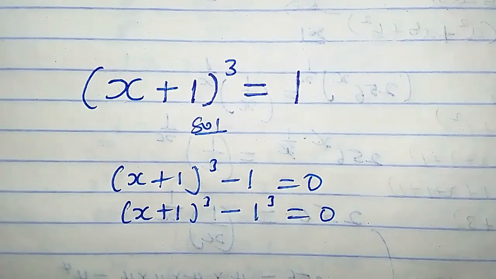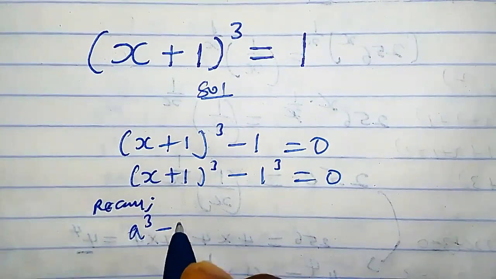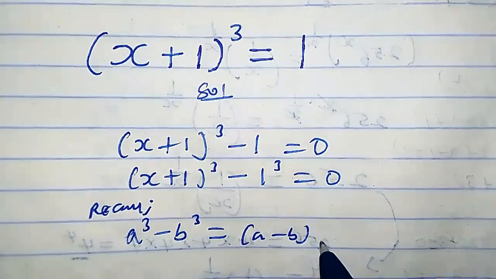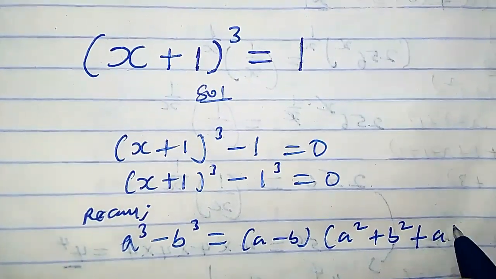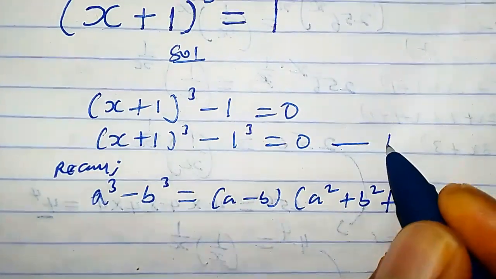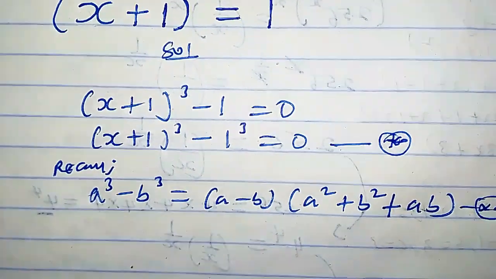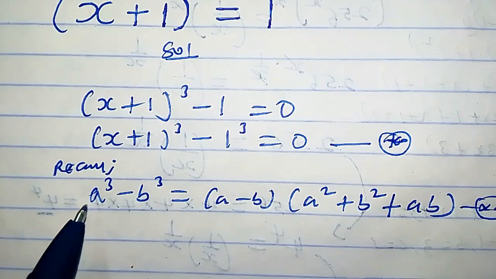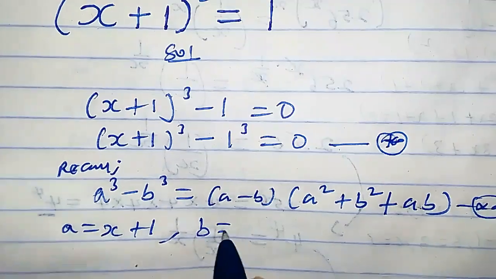So now recall that the difference of two cubes, that is a^3 - b^3, is the same thing as (a - b)(a^2 + b^2 + ab). So let's call this equation star, and let's call this equation star star. Comparing the left hand side of equation star and equation star star, you will observe that a is x + 1 and b is 1.